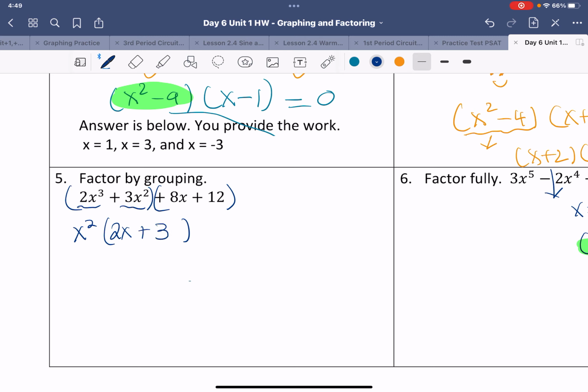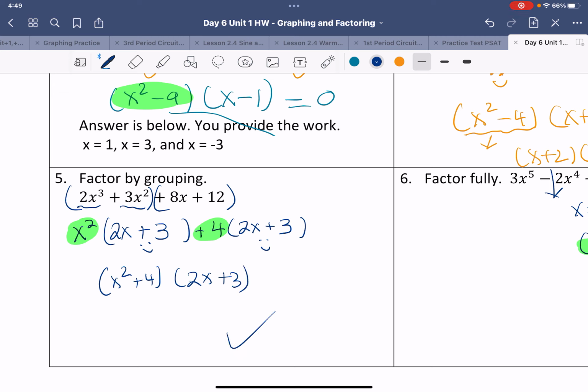I see a plus sign, so I take a plus sign out. And then 8 and 12 are both divisible by 4. And then this time you're going to get 2x plus 3. Take out what's on the outside. Smiley face, 2x plus 3. We're done because the question says factor. You're not required to find zeros.